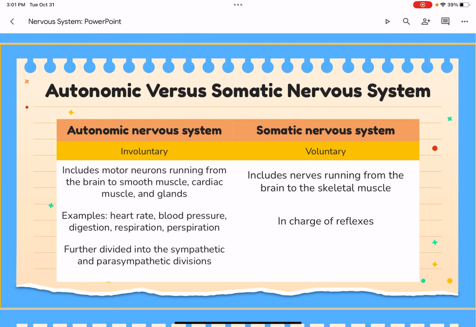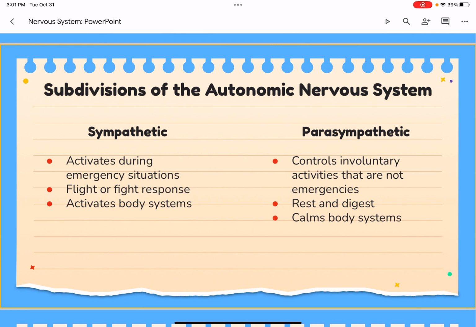So the autonomic nervous system is involuntary. The somatic nervous system is voluntary. The nervous system further divides, so there are subdivisions of the autonomic nervous system. So you have sympathetic, which activates during emergency situations. It's the fight or flight response, which enables the body to cope rapidly and vigorously with situations that may disrupt homeostasis. So in that response, blood vessels dilate, to prepare the body to run faster or fight better.